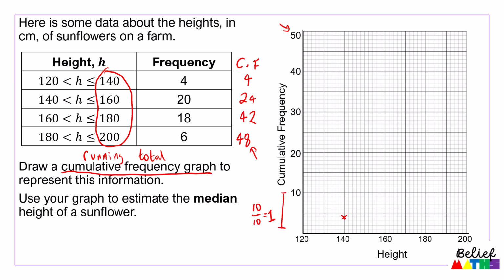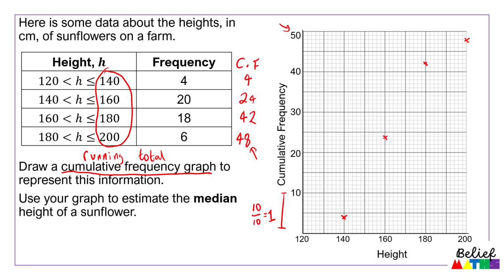So we mark that. The next one, we go to 160 and up to 24. So 24 is there. Next one, 180 up to 42 on our cumulative frequency. So there's our 42. And then finally 200 up to 48. Again, don't worry that it doesn't go to the box at the top of your axis. It will on occasions, it won't on occasions, but make sure that you're accurately plotting those points.